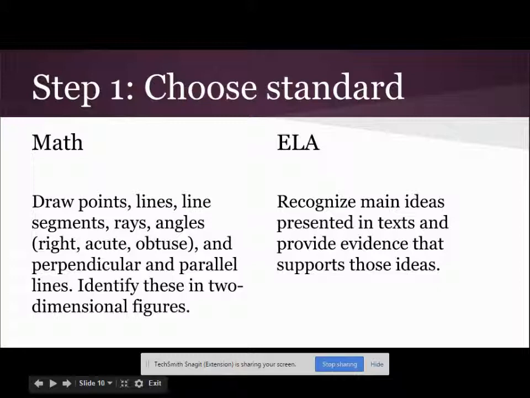So step one in unwrapping standards is to first choose a standard that you will be unwrapping. I have chosen two examples to help you through the unwrapping process, one from the area of math and one from ELA. The topics are geometry and reading comprehension. You will be assigned your own power standards to unwrap. So essentially, step one has been done for you. You will get a Google sheet that will list for all of you each power standards that you are in charge of unwrapping. So let's look at the math standard.